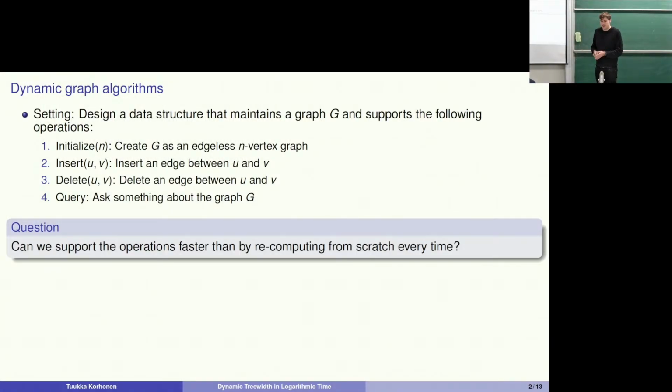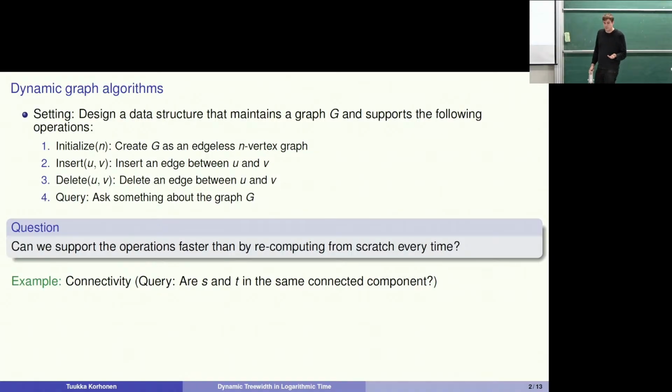In this setting of dynamic graph algorithms, the central algorithmic question is, can we support these operations faster than just recomputing the answer from scratch every time? Of course, you can answer the query by just using a normal algorithm every time the query comes, but it would be interesting if you could answer the query faster by using the fact that the graph changed only very little since the previous time the query was made.